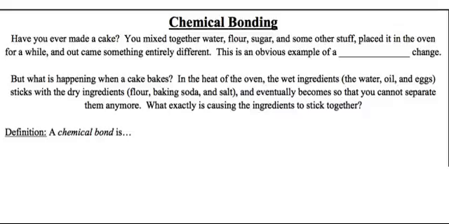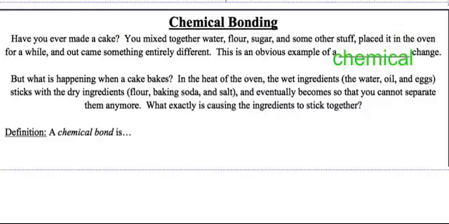Have you ever made a cake where you mix together water and flour and sugar and some other stuff, or maybe your mom or your grandma did, and placed it in the oven for a while, and out came something entirely different? Well, this is an obvious chemical change. So why would I say it's an obvious example? Think of all the different things that we could look at to see if a chemical change occurred.